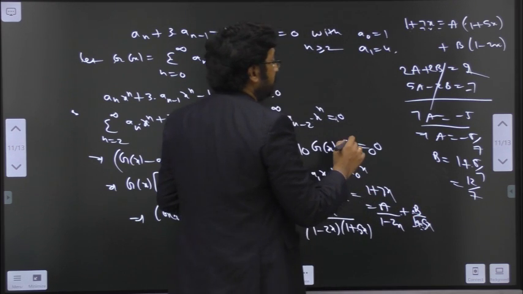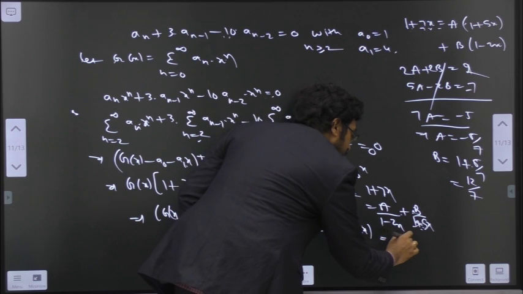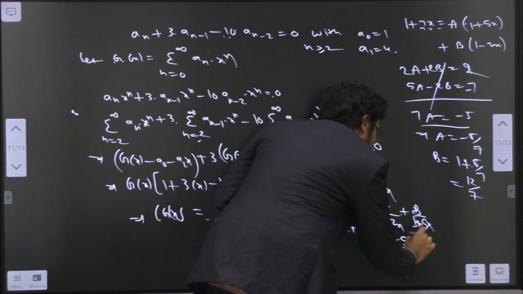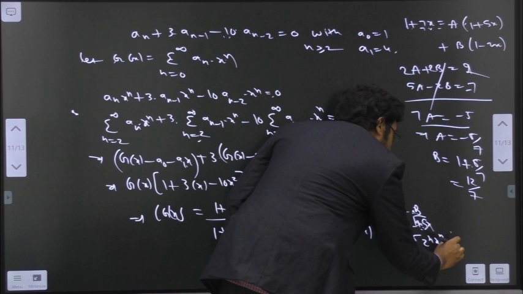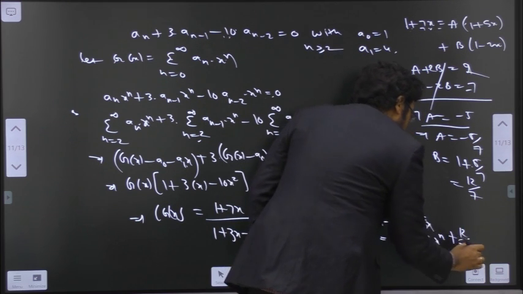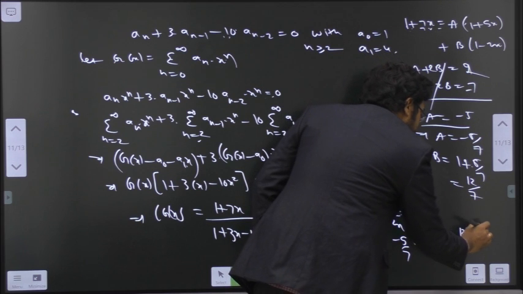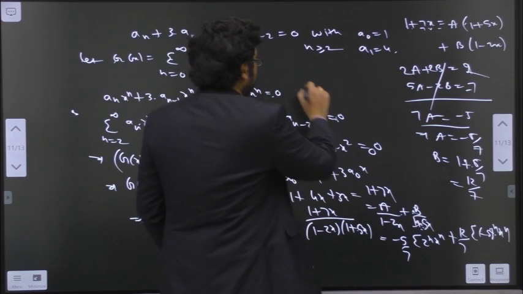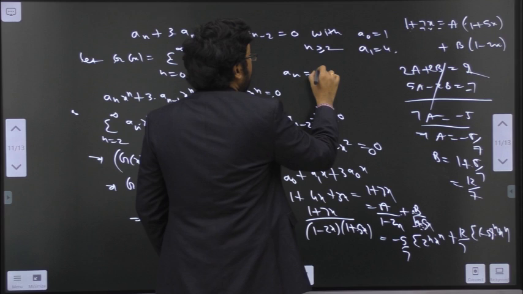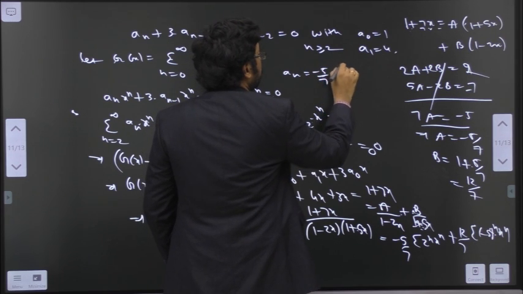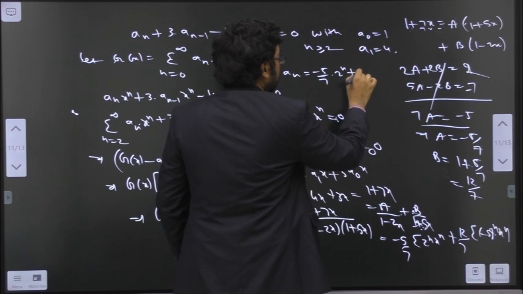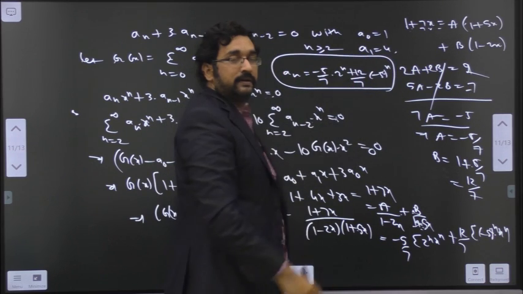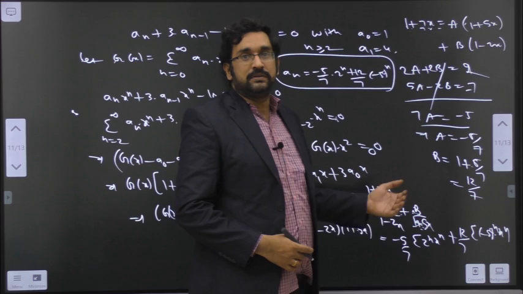Substitute here. So we will get g of x equal to minus 5 by 7 into 1 by 1 minus 2x, which can be written as sigma 2 power n x power n, plus 12 by 7 into sigma minus 5 whole power n into x power n. So finally solution is a n equal to minus 5 by 7 into 2 power n plus 12 by 7 into minus 5 whole power n. So that is the solution for the given recurrence relation. Next class we will continue with some more examples.